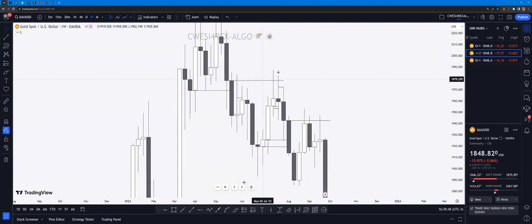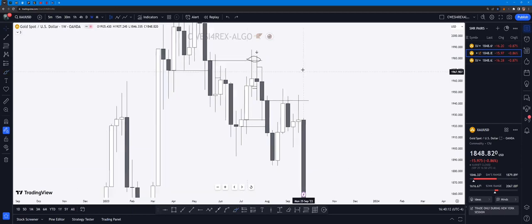So we don't blindly set our limit order here for price to come, because price is moving from a weekly to weekly, and we take our position up. We have to refine this level, okay? We have to refine it and see where possibly price is going to react from. Okay, good.